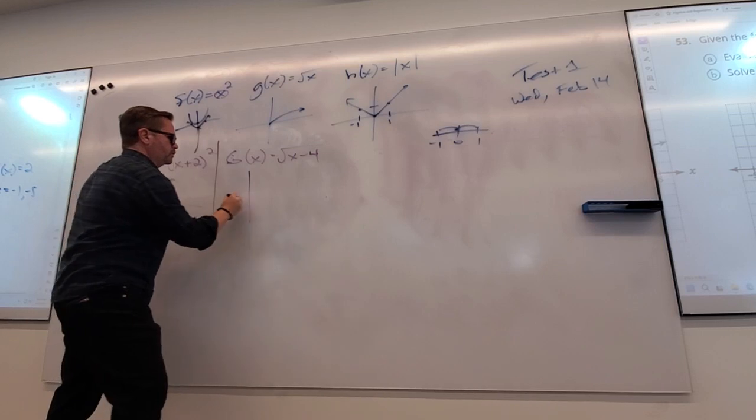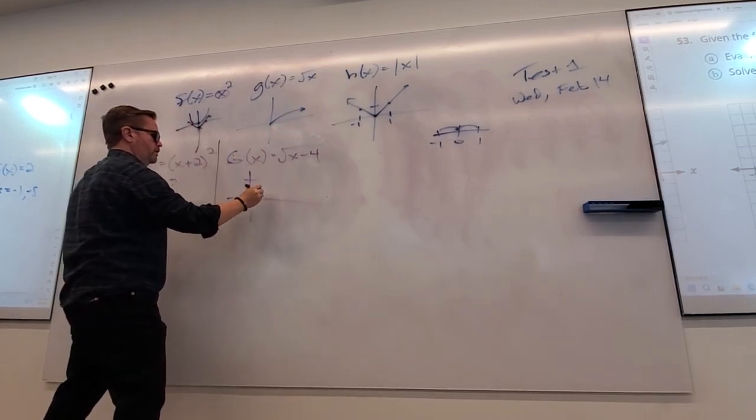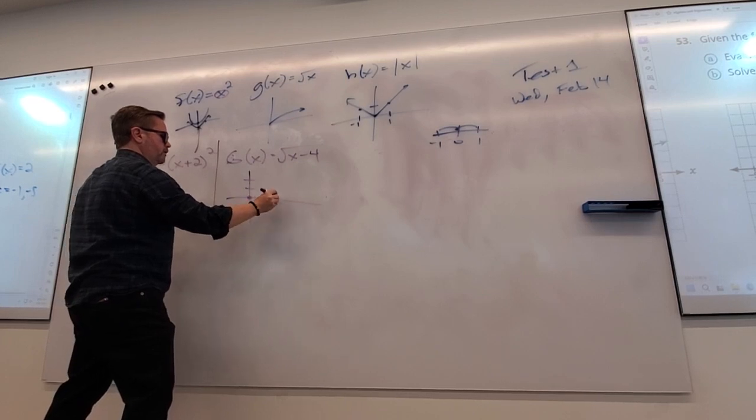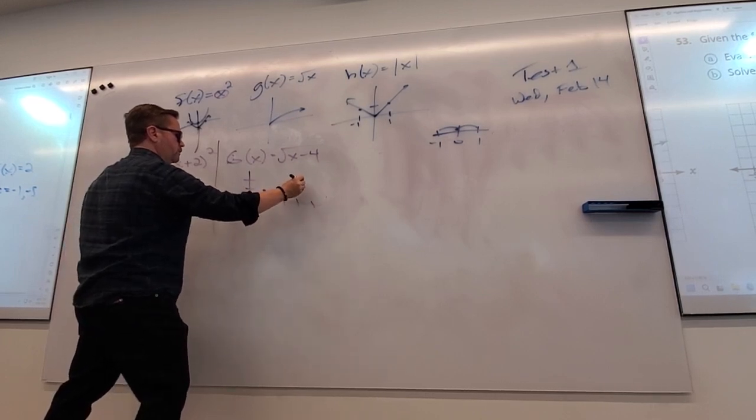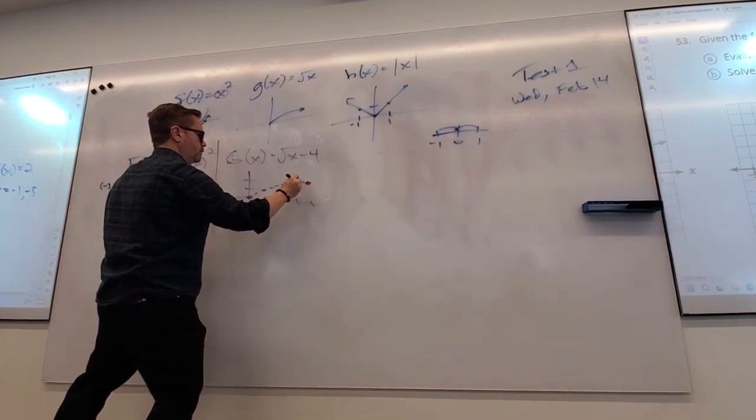So the base function is square root of 0 is 0, square root of 1 is 1, and the square root of 4 is 2. So there's the base function. Let me put this over a little bit. The board is always weird.